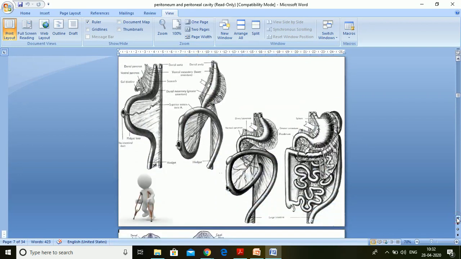During the developmental phase, the entire GI system develops into three different parts: the foregut, the midgut, and the hindgut. The foregut is supplied by the colic artery, isn't it? I'm sorry. The foregut is supplied by the celiac artery, the midgut is supplied by the superior mesenteric artery, and the hindgut is supplied by the inferior mesenteric artery.